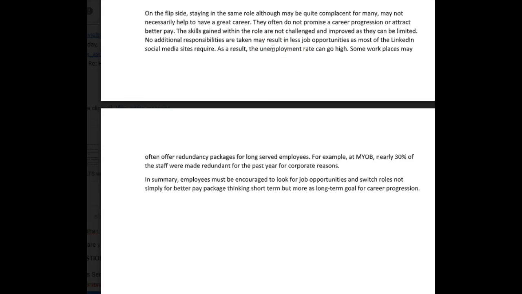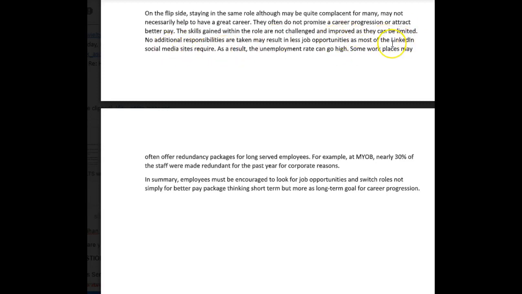Some workplaces may offer redundancy packages for long-serving employees. For example, at MYOB, nearly 30% of the staff were made redundant in the past year for corporate reasons. Okay, I have to read this again. All right, let me see. I'm reading it again, and I wanted to just make a couple of changes to make it a little clearer. Okay. And they can be limited. When staying in the same job, no additional responsibilities are taken, and this may result in fewer job opportunities than most LinkedIn social media sites require.